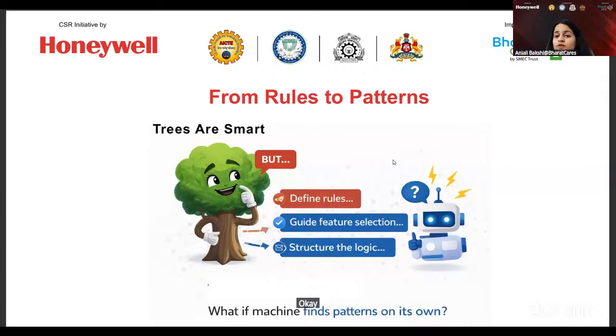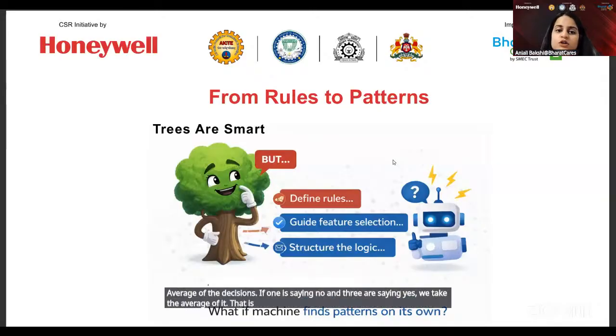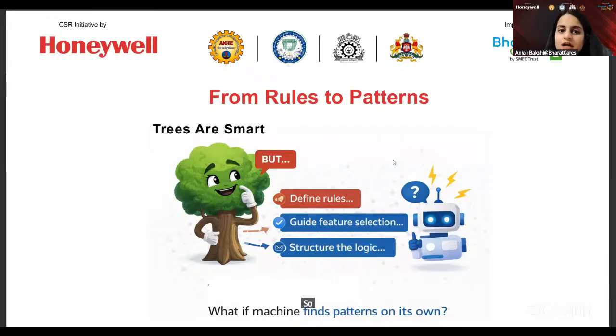Okay. No, it won't fail because, as we discussed already, what happens is we take the average of the decisions. If one is saying no and three are saying yes, we take the average of it. That is why random forest was stronger, right? So trees were smart, but what if the problem becomes too complex?